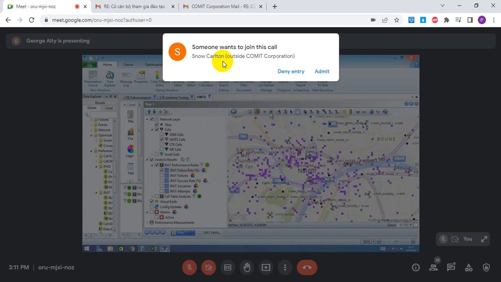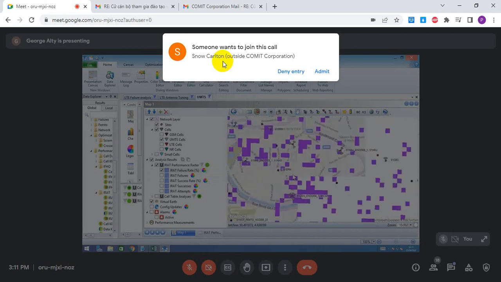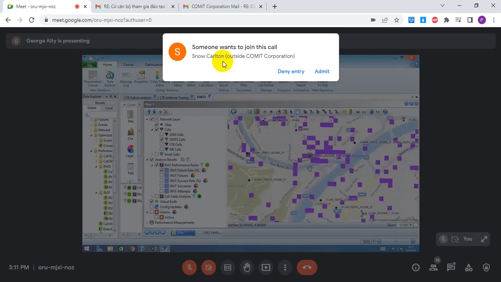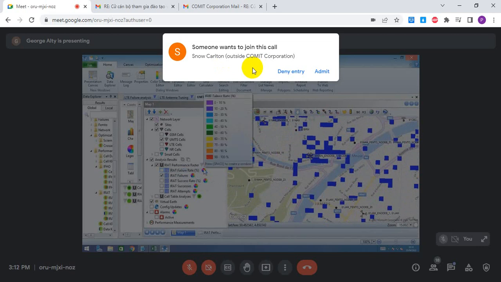I think that's probably because we've got relatively low data. But you can see here that there are clusters of IRAT failures around this particular set of cells here. So you might want to look at the conditions as to why those IRAT failures are occurring. That's the rate in percent. And we can also do a count. Okay, so you can see here that, generally speaking, 10 to 20%.